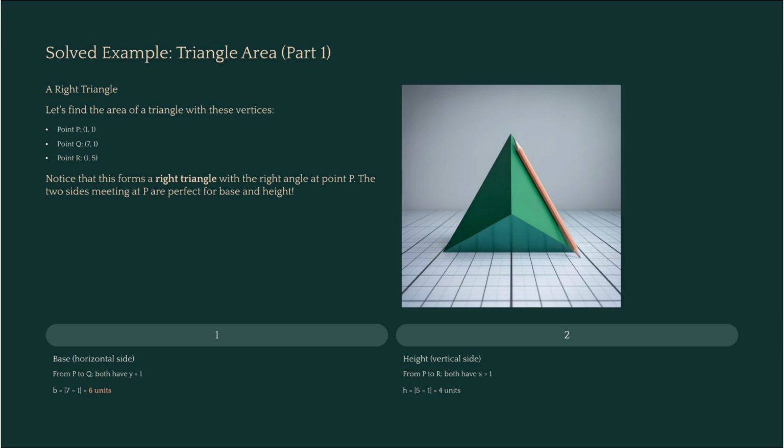Let's look at a triangle with vertices P (1, 1), Q (7, 1), and R (1, 5). We can see the side PQ is the horizontal base. 7 minus 1 equals 6 units. The side PR is the vertical height. 5 minus 1 equals 4 units. We now have our base and height, 6 and 4.